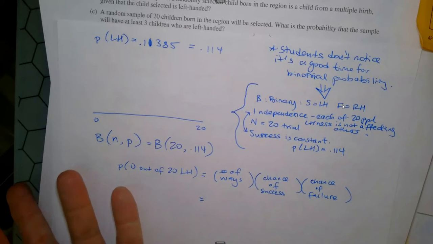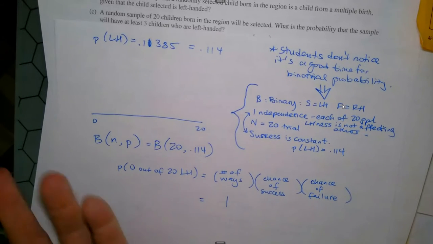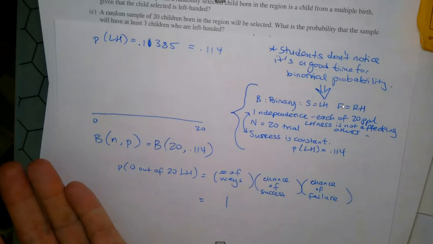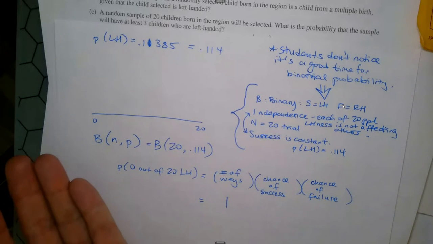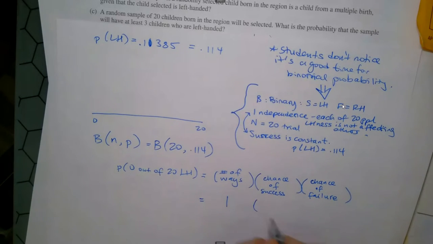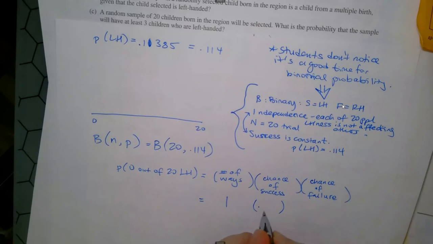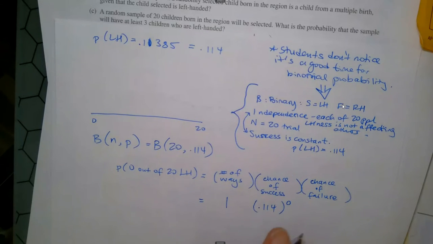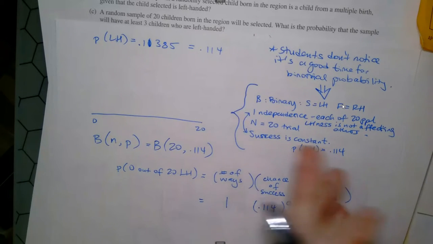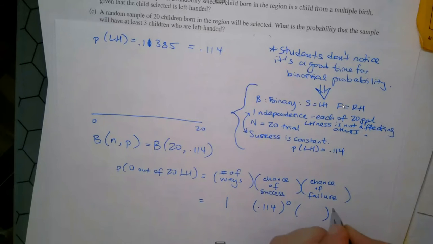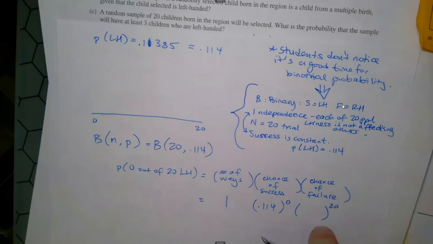Now, good news, if you're choosing 0 out of 20, there's only one way to do that. Nobody's left-handed. Every single person's right-handed. That's only one way. The chance of succeeding, having 0 people be left-handed, is you want this 1/4 probability to apply to nobody. And if you're succeeding 0 times and you're doing 20 trials, you actually need to fail 20 times. And we need to get the probability of failure here, and that's going to be 1 minus this, right? You're either left-handed or you're not.